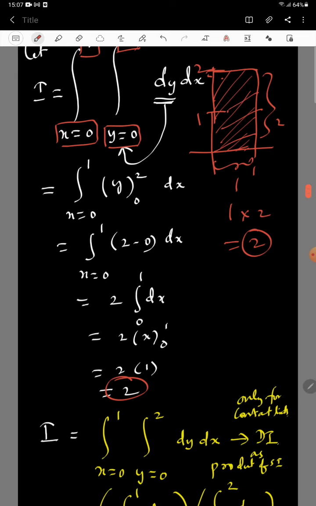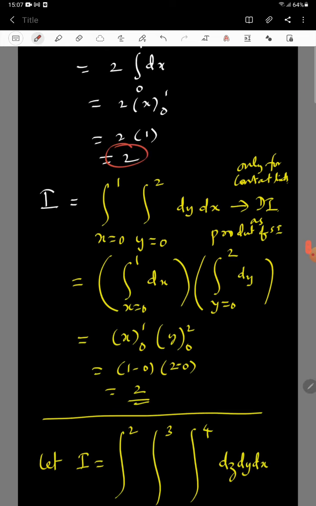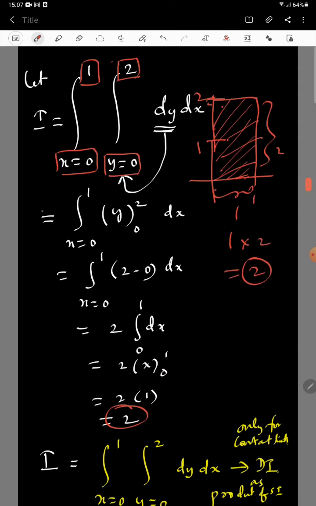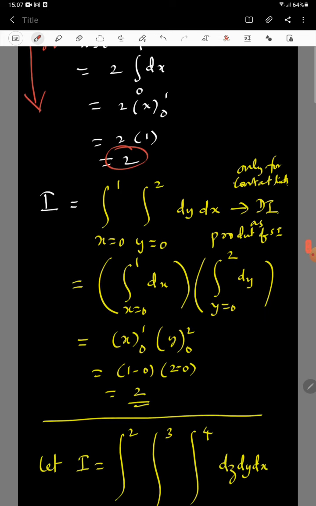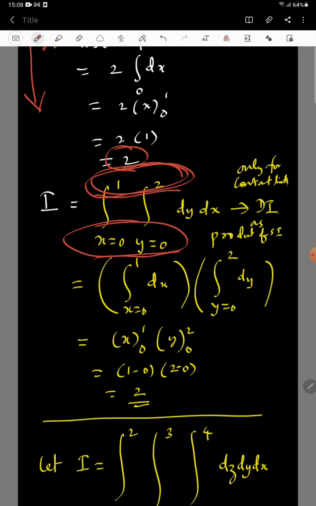This is the region of integration. Now here I just said that there is no need to follow the order. Here we have followed the order, but then I have shown you that order need not be followed for constant limits. When all the limits, lower limits and upper limits, are constants, whether it is a double integral or triple integral, only for constant limits, this double integral you can write as a product of single integrals, and you have written it and verified that it comes to 2.